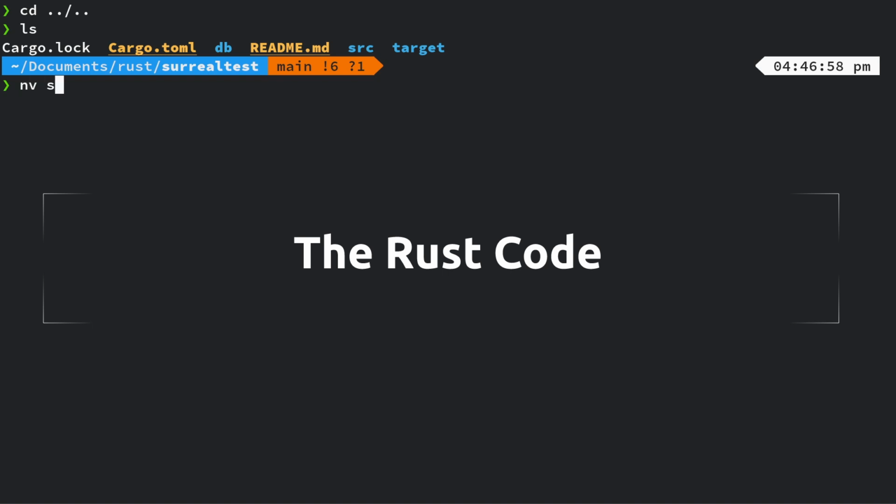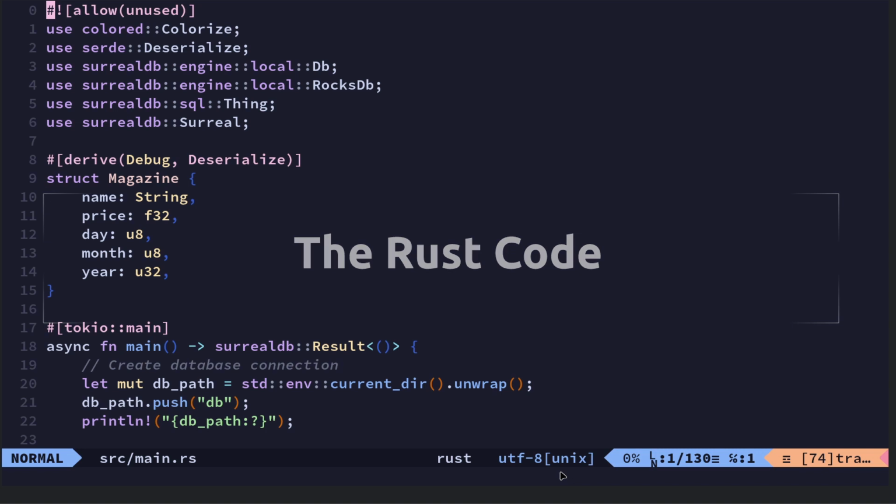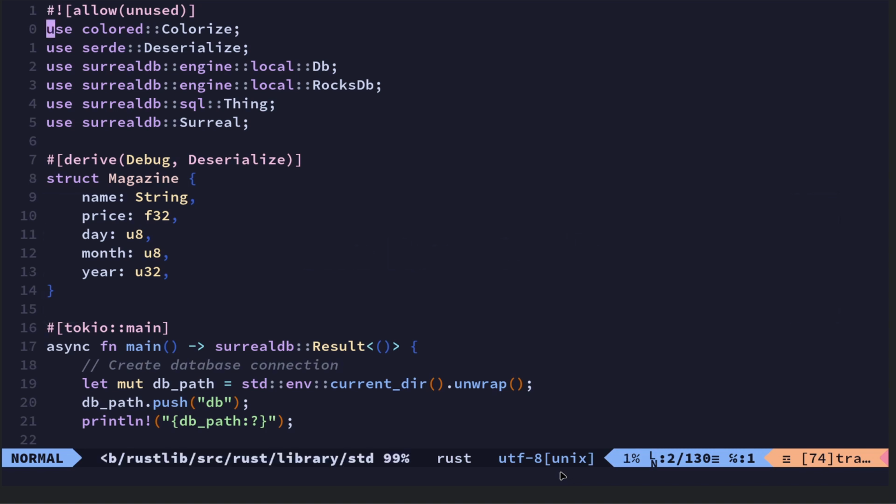So we've used colored, SurrealDB, Deserialize, surrealdb engine local Db, so that tells it that we're going to be doing an embedded one. RocksDB to specify that we want to use RocksDB. Surreal Thing, I don't know if I've used that. I don't think I have. I've done allow unused, otherwise it would be grayed out. I'm going to use that next with my next bit of code on here.